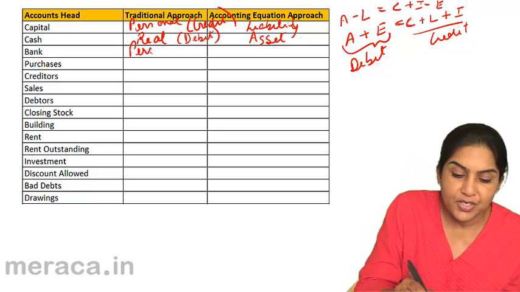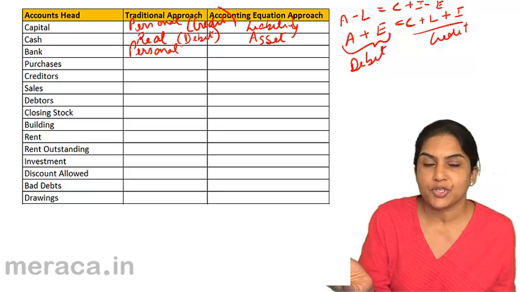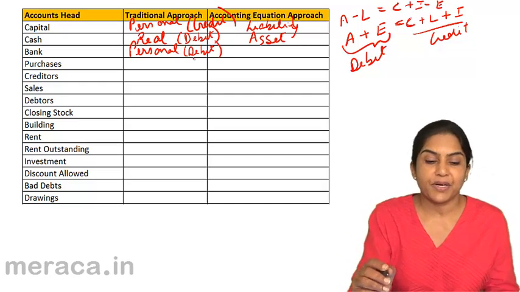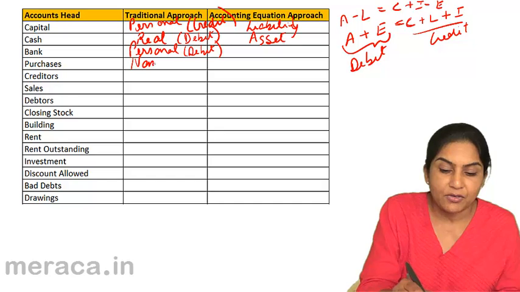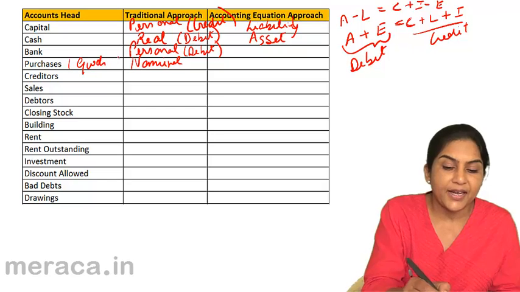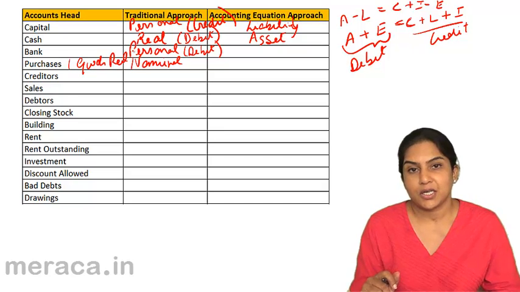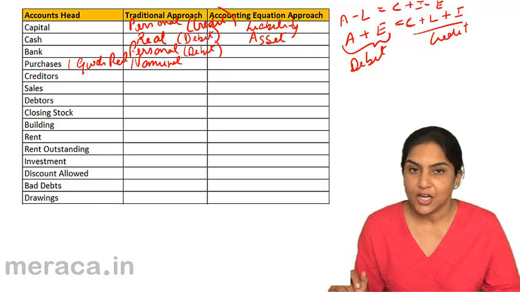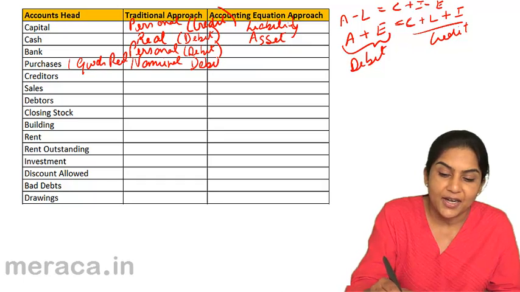Bank is called personal. Debit the receiver, credit the giver. Usually we deposit money into the bank and it could have a credit balance if there is an overdraft, but otherwise it would normally be debit. Purchases is a nominal account. Mind you, some people call this goods and take it as real. But since goods are purchased with the expectation of selling in the current year, we have considered it as a nominal account. Nominal, debit all expenses. So normally purchases is again debit.